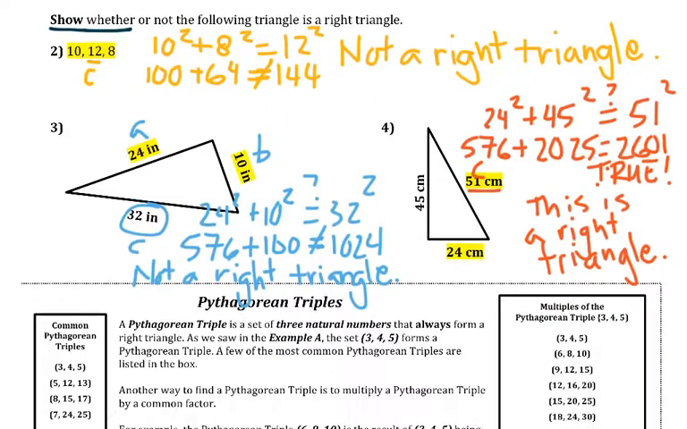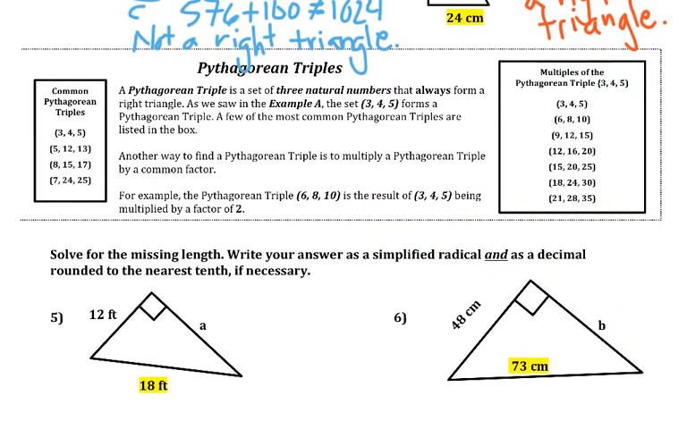Alright, the Pythagorean triples. Now Pythagorean triples is just a set of 3 natural numbers that always form a right triangle. As we saw in example A, the set 3, 4, 5 forms a Pythagorean triple. That was the example we did with our grid inside the squares. A few of the most common Pythagorean triples are listed in this box. So you can see some of them over here on the left, and then you have more over there on the right, but those are related differently.